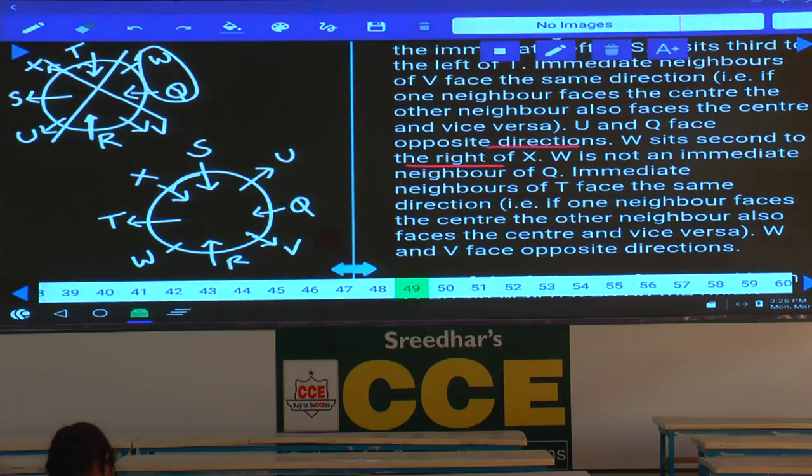Next one. Immediate neighbors of T facing the same direction. Immediate neighbors of T are X and W. X and W are facing the same direction. And next one. W and V face opposite direction. W is facing the center, V is away from the center. That information is not at all required. Done with this one? Now this is how these 8 persons are seated around this circular table. Some inward and some are outward.